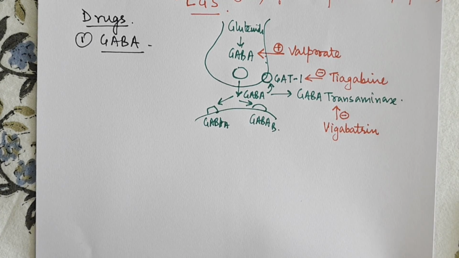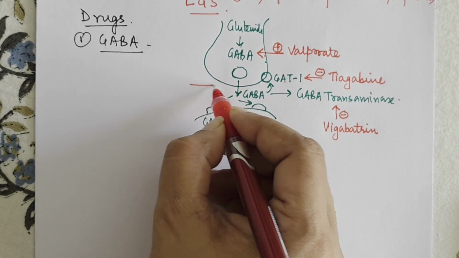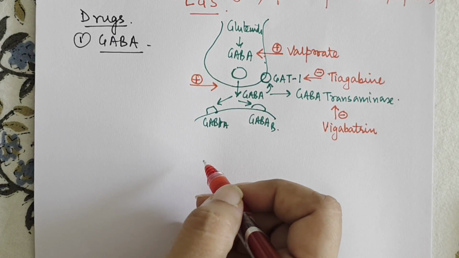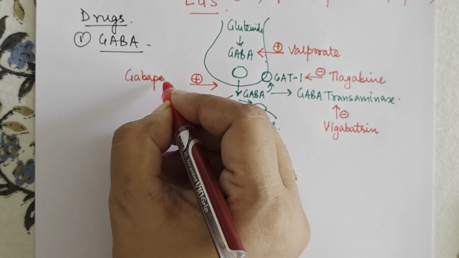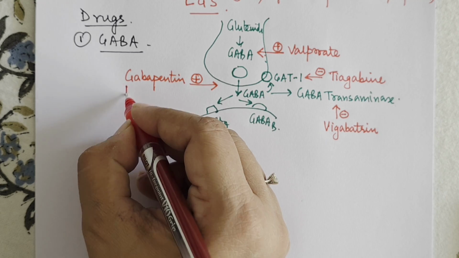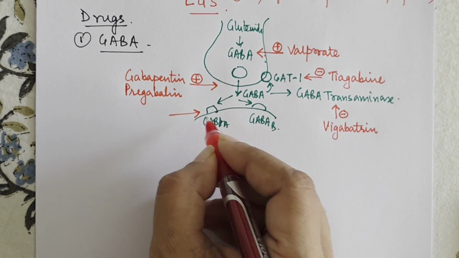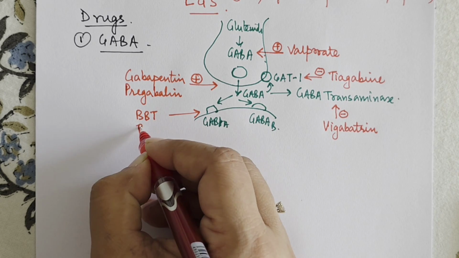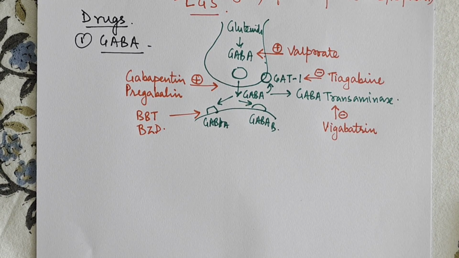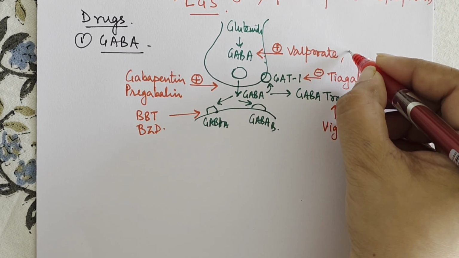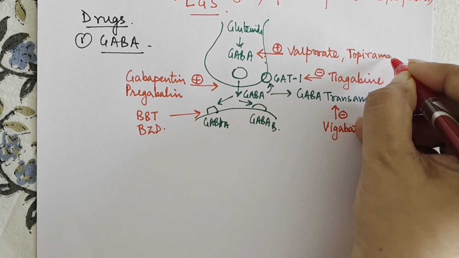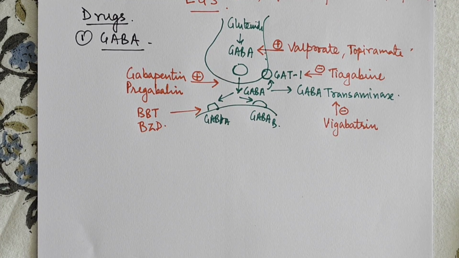Then the drugs which will increase the release of GABA, a positive response here, are gabapentin and pregabalin. Then drugs which are acting on the GABA A receptor are barbiturates and benzodiazepines. Okay? Another drug acting on GABA is topiramate, which also increases the activity of GABA. So just like valproate, topiramate is also increasing the activity of GABA.